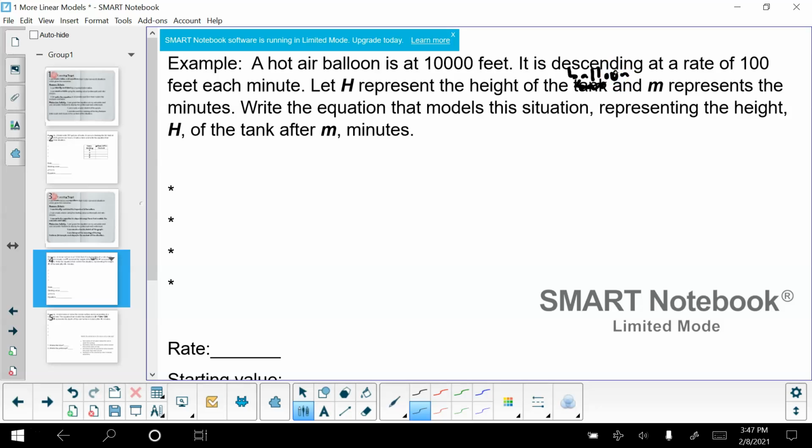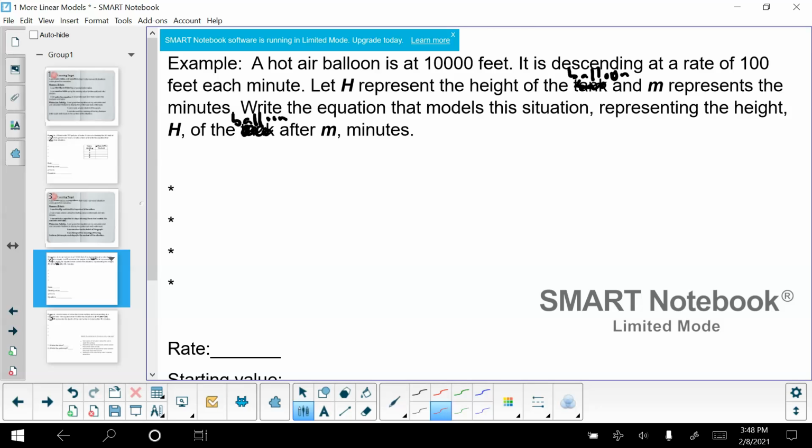And M represents minutes. Write the equation that models this situation representing the height of the balloon after M minutes. So the first read is just to get an idea of what this is about. So this is about a hot air balloon that's descending, which means it's coming down.